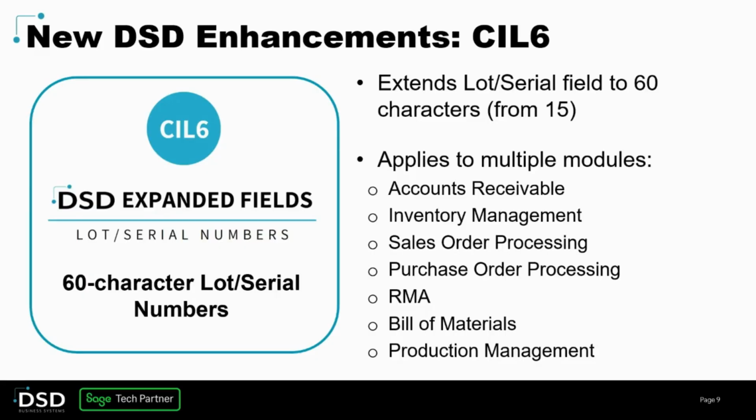Sage is releasing a new feature in the 2026 version, that's due out April 2026. They have expanded the lot serial field to 50 characters. So we will be retiring the CIEL enhancement, but we will continue to offer the CIL6 enhancement in case you need 60 characters.